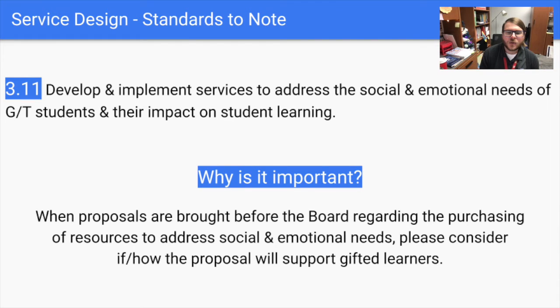All right, so all this is to say that when proposals are brought before the board regarding the purchasing of resources to address social and emotional needs, please consider how the proposal will affect gifted learners. All right.